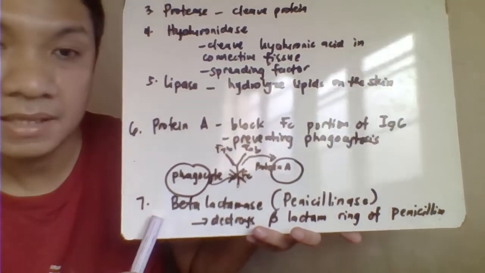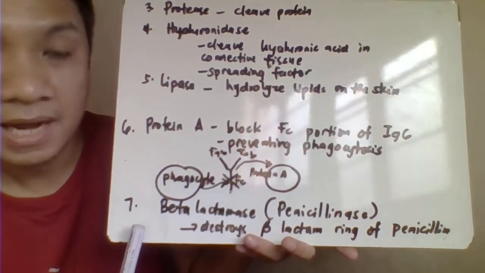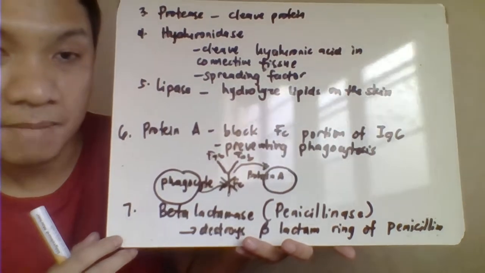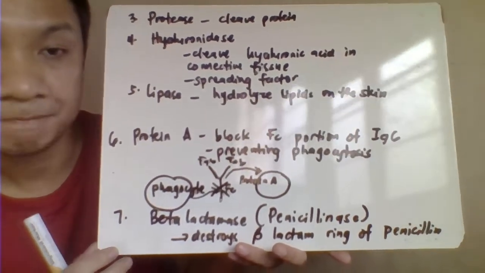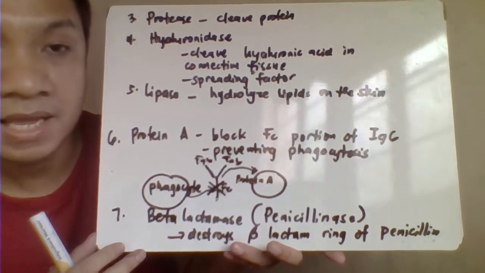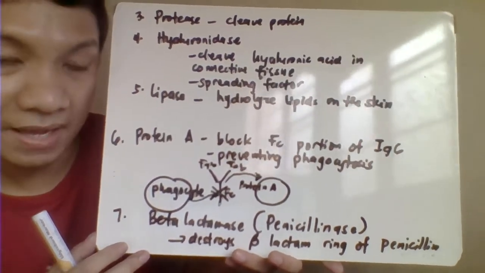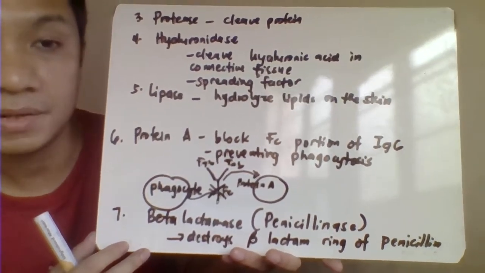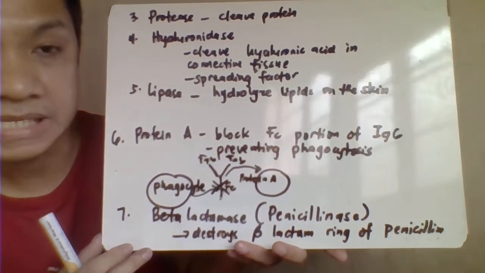Another one, beta-lactamase. So this is the enzyme produced by Staph aureus which try to destroy the beta-lactam ring of your penicillin group of your antibiotics. And therefore, this would render your Staphylococcus aureus to be resistant to your penicillin. Hindi magiging effective ang ating penicillin with your Staph aureus because your Staph aureus contains here the beta-lactamase, the enzyme.